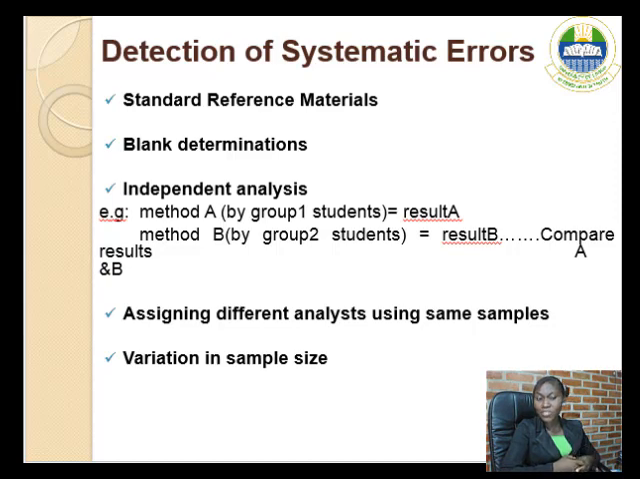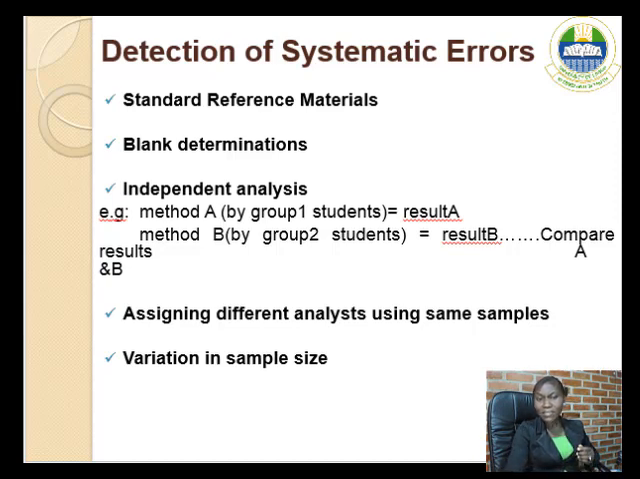One, we have the standard reference materials, which are materials containing one or more analytes of known concentrations. They can be synthesized or purchased from governmental agencies or industries, like the National Institute of Standards and Technology, NIST. The standards are samples of known composition. They give the best estimate of the bias of the analytical methods.